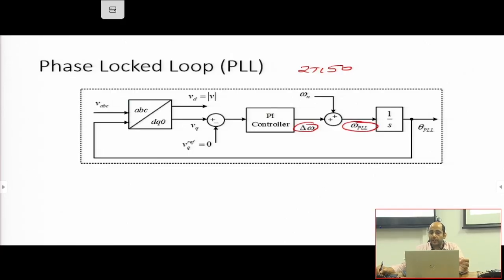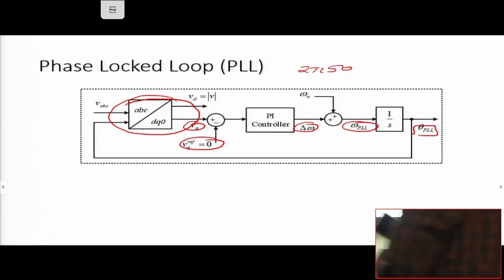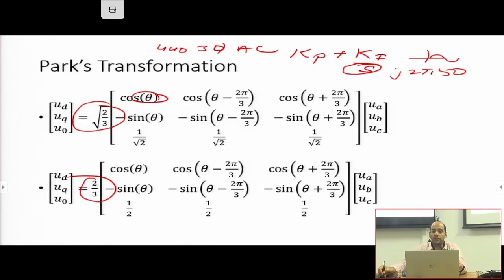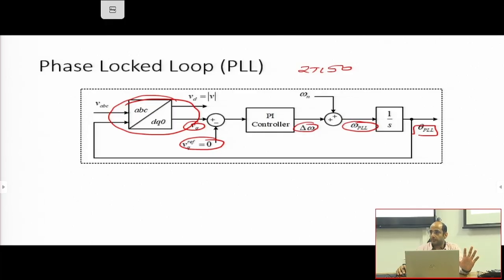This PLL frequency is integrated to get the theta PLL. Theta PLL is fed back to this ABC to DQ conversion here. When you feed back, this feedback loop works till your VQ becomes equal to your VQ reference 0, correct? So when your VQ reference becomes 0, you get the required theta. So this is the theta which you use in your ABC to DQ conversion. Okay. Now keep in mind you have to use the same theta everywhere throughout the system. This becomes your reference angle. This is the angle of the PCC voltage.